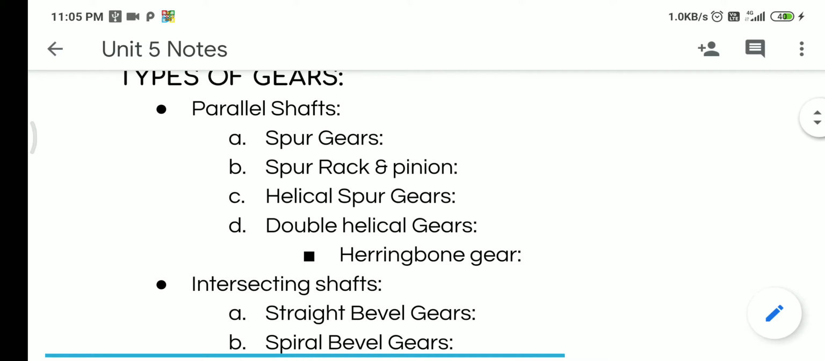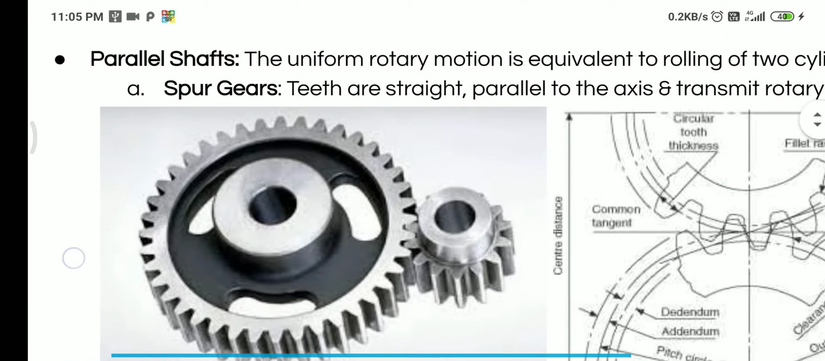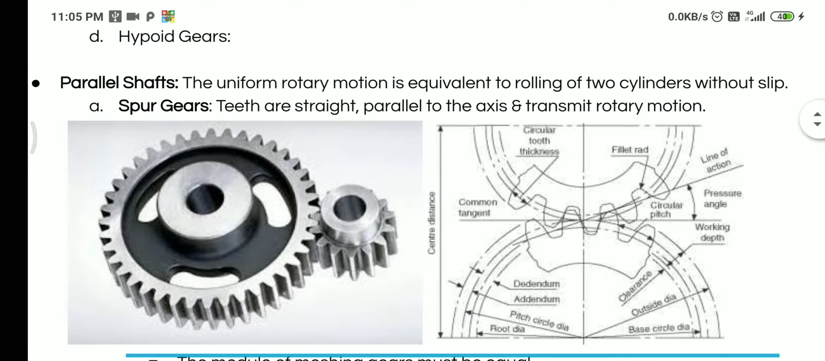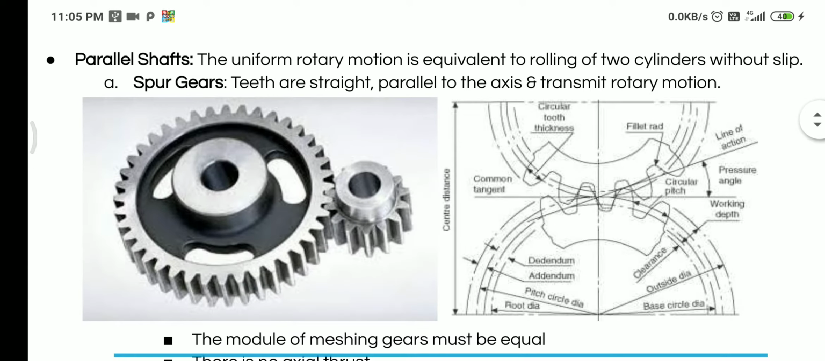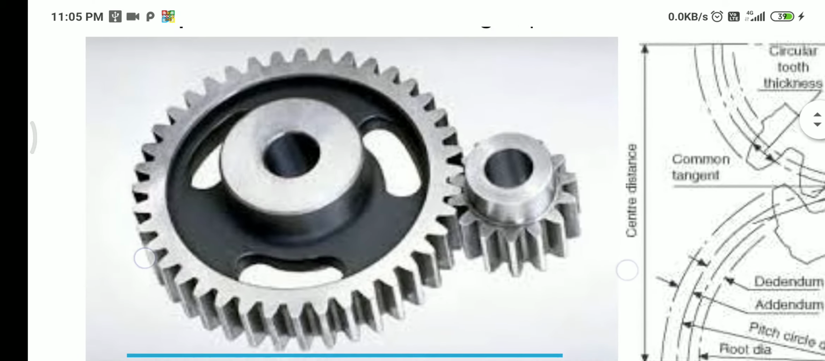First of all, let us go to the parallel shafts and see the four types of gears that we have as part of that. So let's proceed. Here we can see the parallel shafts. In that, the first type of gear is the spur gear. On the left you can see an actual image of the component, what the components look like.